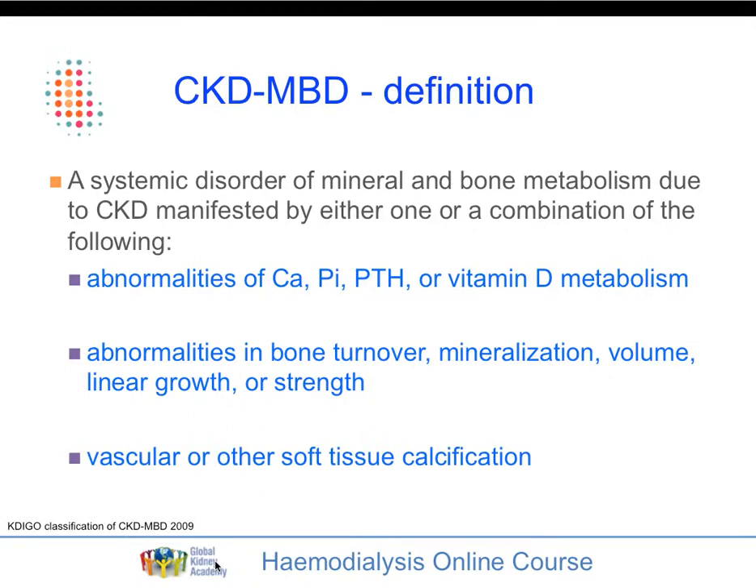So, CKD MBD is defined by KDIGO as a systemic disorder of mineral bone metabolism due to CKD, and it's manifested by one of three different things: either abnormalities in calcium, phosphate, PTH, or vitamin D, abnormalities in bone, either turnover, mineralization, volume, or strength, or abnormalities in the blood vessels, or abnormalities in soft tissue calcification. This is the KDIGO classification and definition based on 2009.